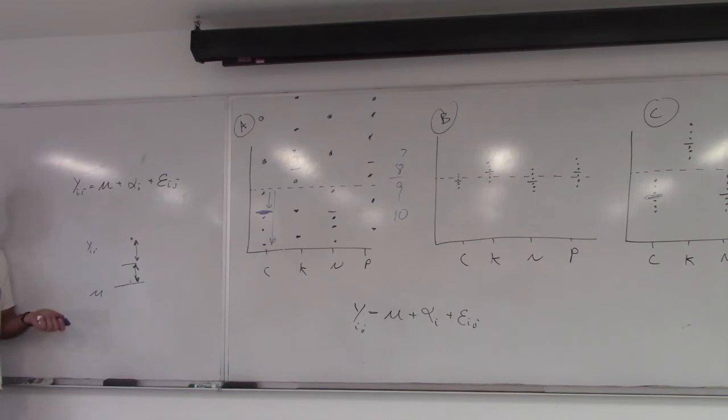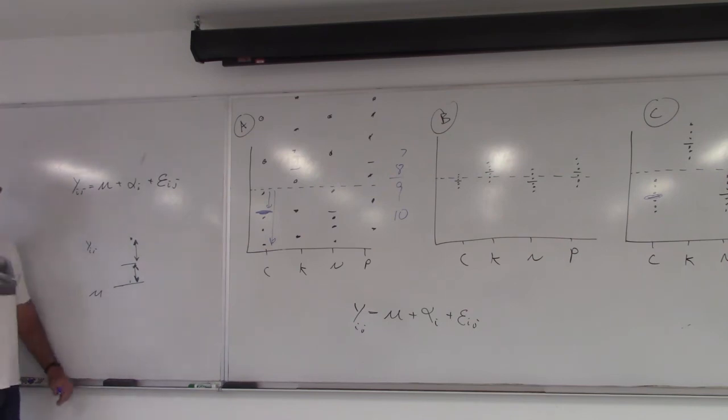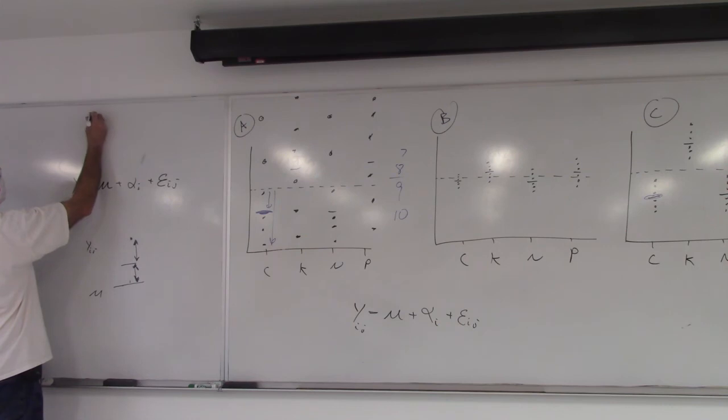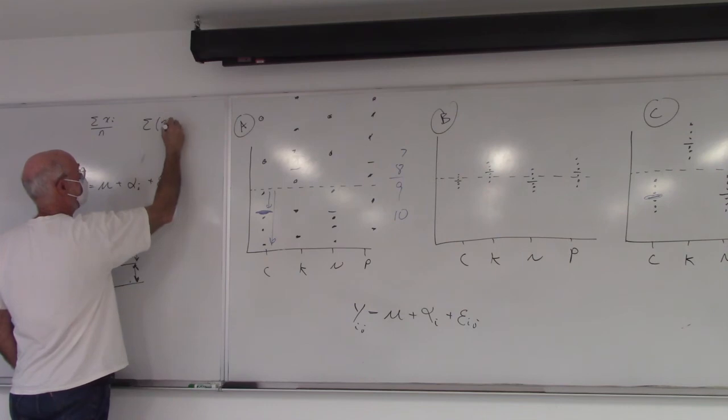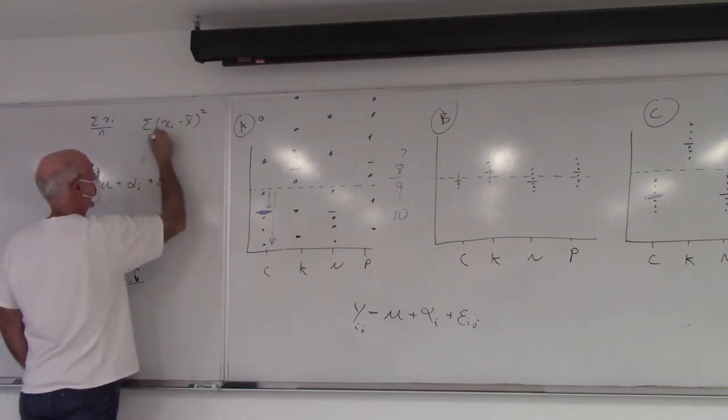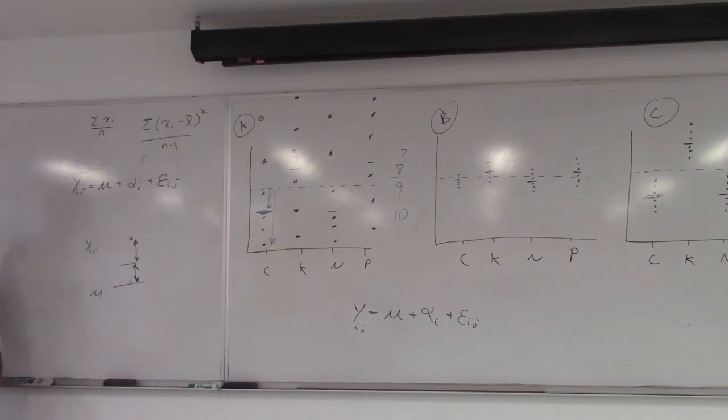So let's think about what we already know. We know how to compute the average, the mean, and we know what the variance is. The mean is the sum of x_i across all i divided by n. And the variance is the sum of (x_i minus x bar) quantity squared, divided by n minus 1. Those are the tools that we have available to us, and those are the only tools we need right now.